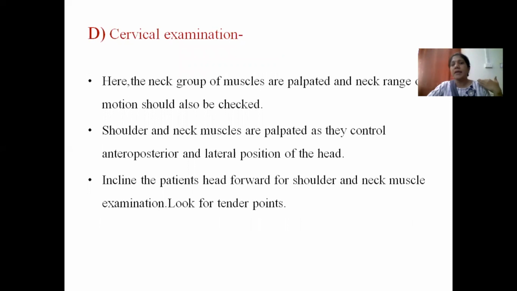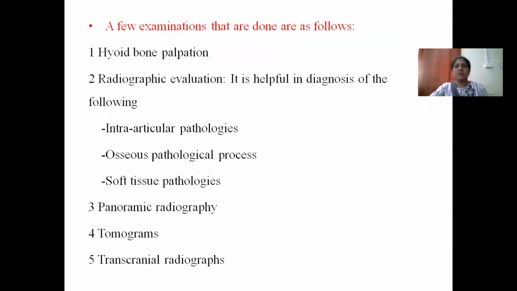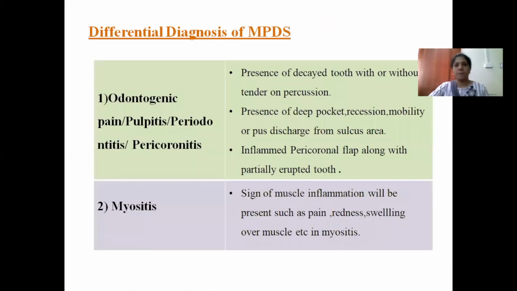Cervical examination: the neck group of muscles should be palpated, as these muscles are the accessory muscles of mastication. Certain other examinations, like hyoid bone palpation, should also be performed. You have to do the physical examination supported with radiographic examination so that you rule out TMJ involvement. Any intra-articular pathologies, osseous or soft tissue pathology should be ruled out so that your diagnosis will be confirmed as an MPDS. Now, there are certain lesions which can mimic the MPDS.